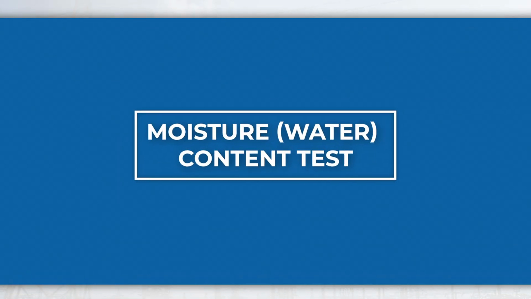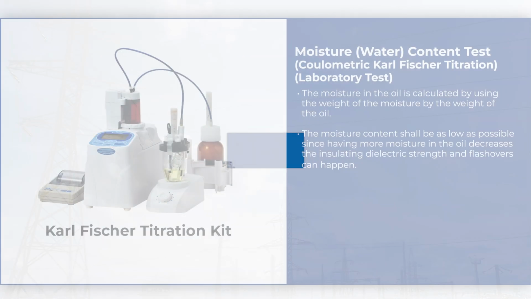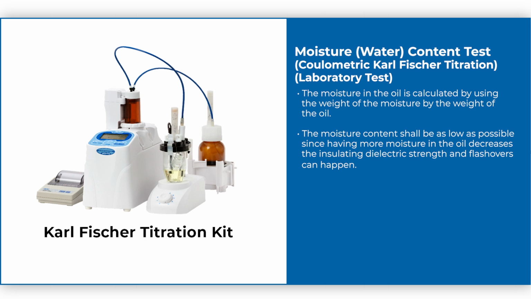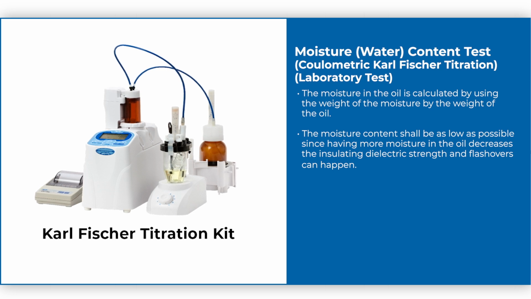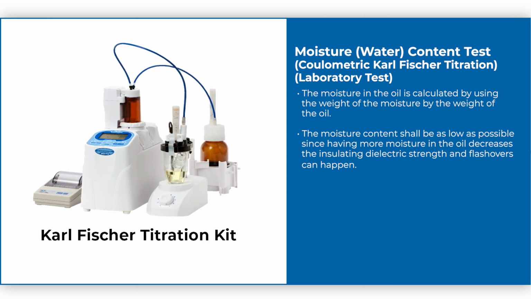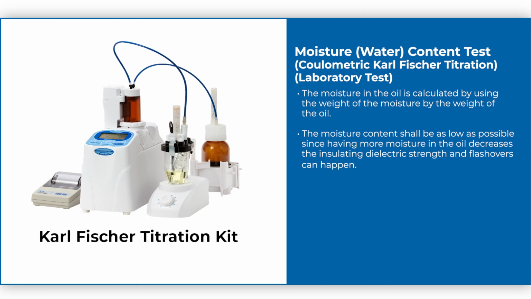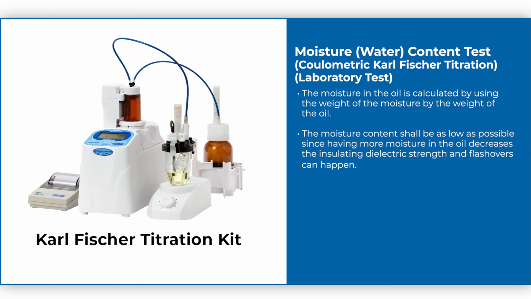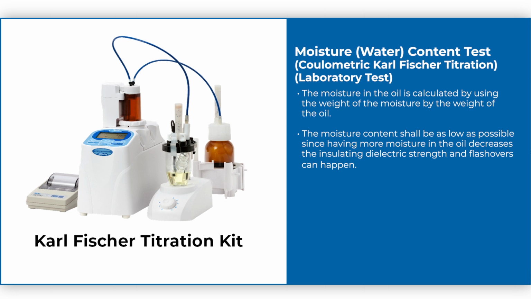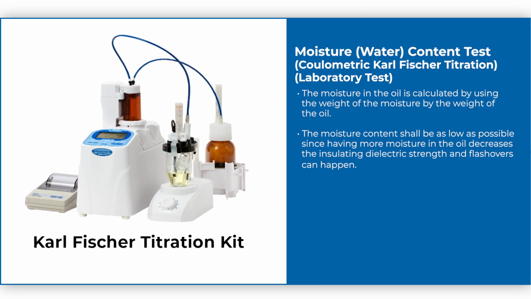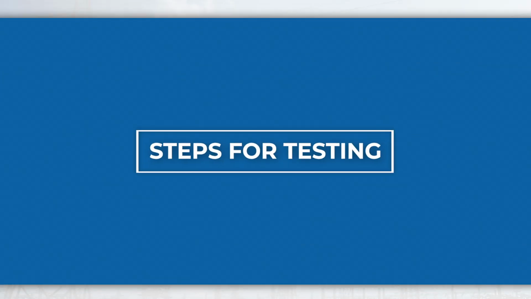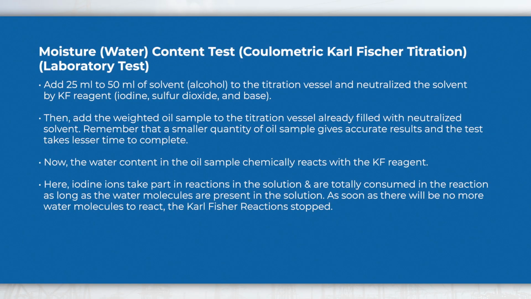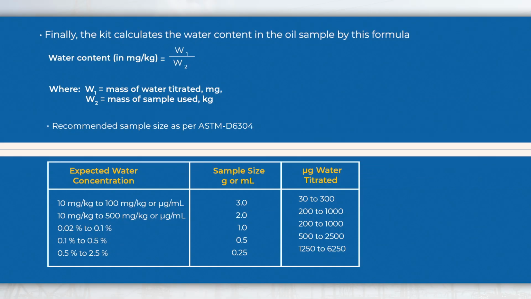Moisture or water content test. The moisture in the oil is calculated by using the weight of the moisture by the weight of the oil. The moisture content shall be as low as possible, since having more moisture in the oil decreases the insulating dielectric strength and flashovers can happen. Steps for testing. Karl Fischer titration is conducted in the laboratory and these steps are followed for the test.